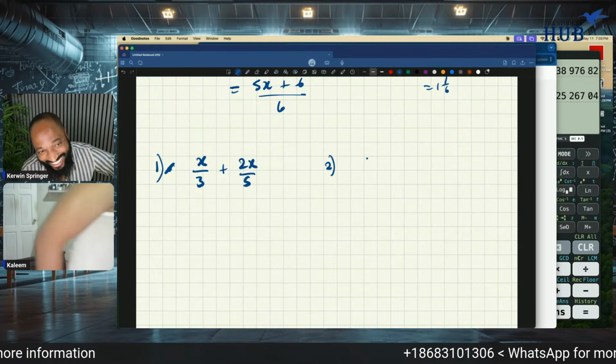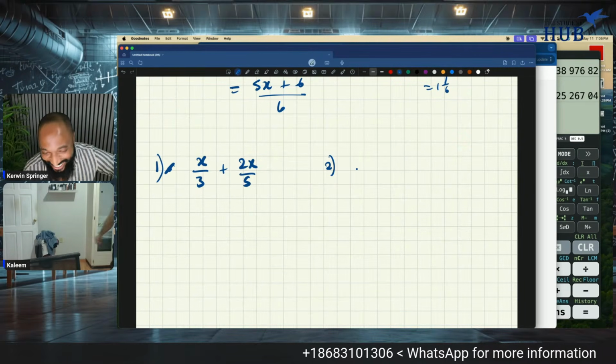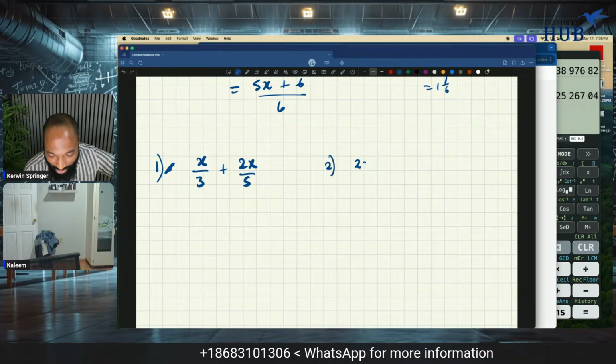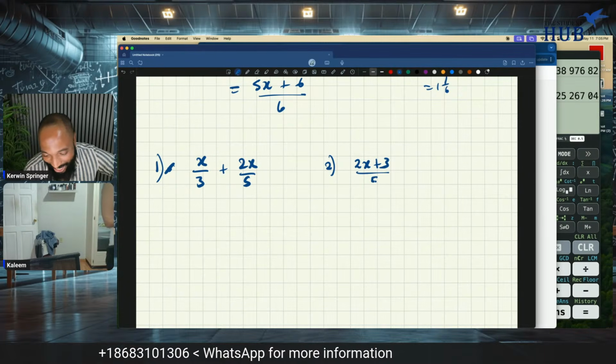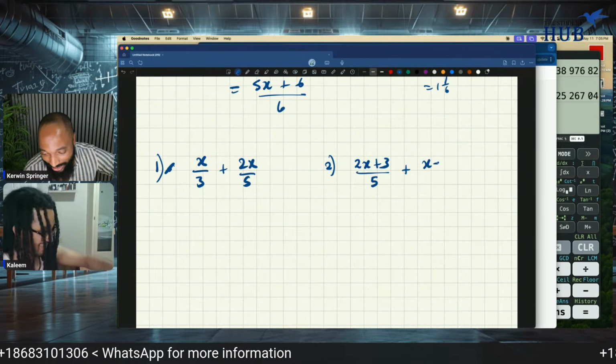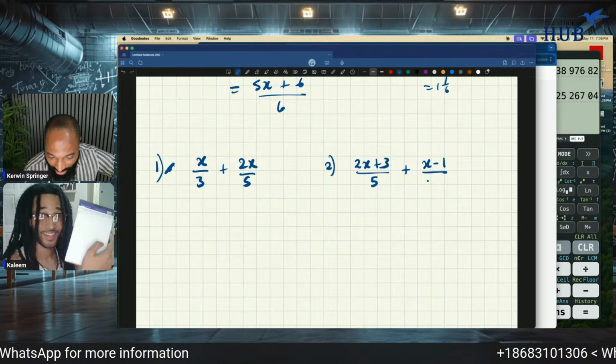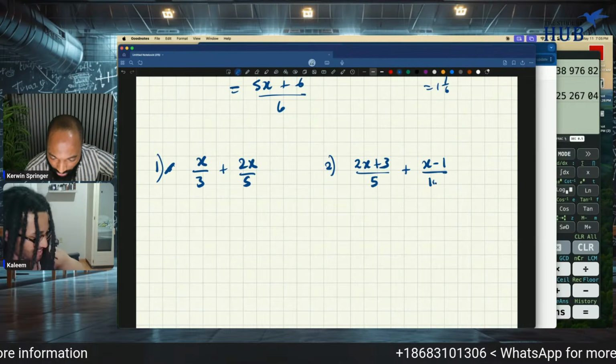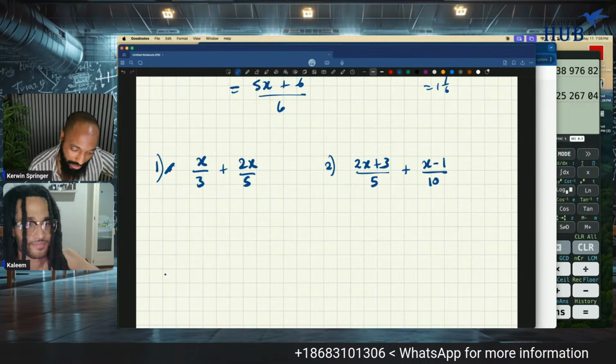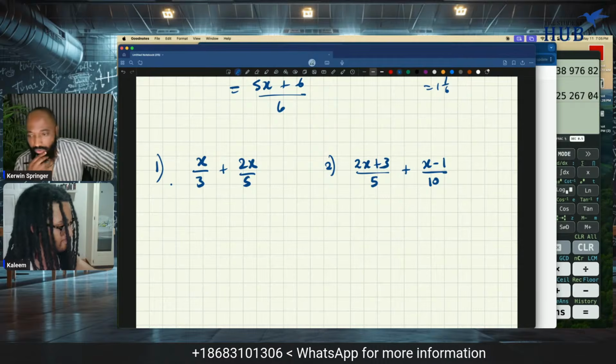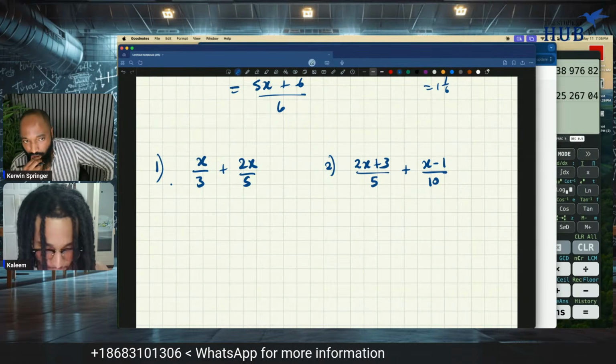Yeah, I can. Let me see if you can handle that. So you have 2x plus 3 over something, plus x minus 1 over something. I want to make this one 10 though. Let's see if you can get these two.